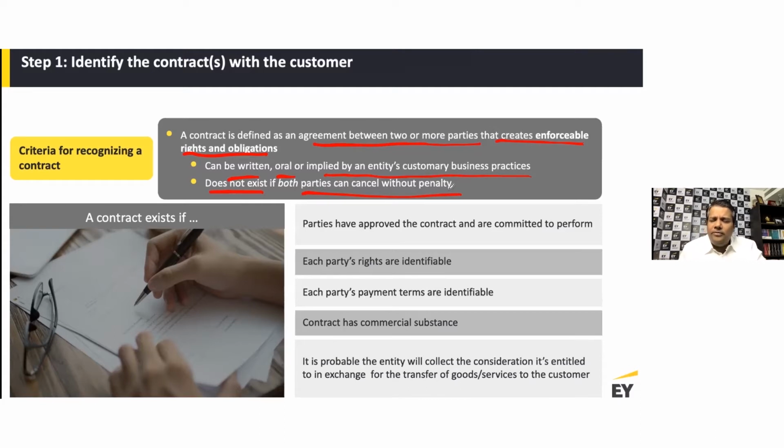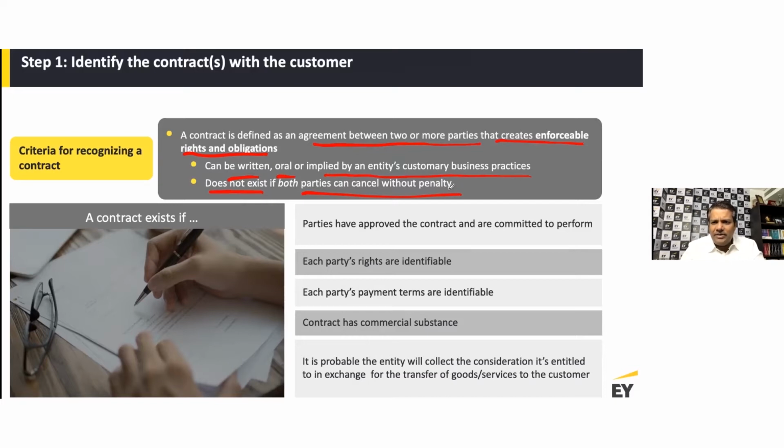Now if you were to fulfill your rights and obligations under the arrangement, then what is the consideration you are entitled to, and when are you going to get paid? The contract has to have commercial substance, right? All accounting standards are written from a commercial perspective, for profit organizations. So why are you doing this transaction? It has to have a meaningful cash flow impact, from your financial statement perspective or your own cash flow perspective. And if you're doing this transaction, it is probable that you'll be able to collect the consideration which is out there under the contract.